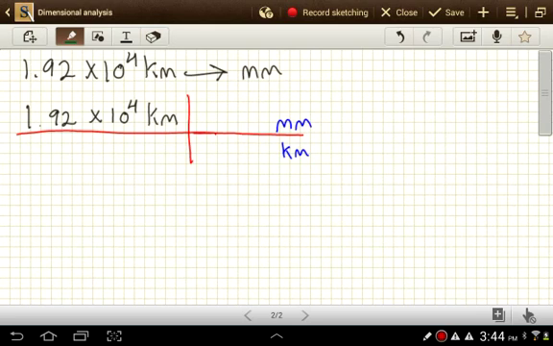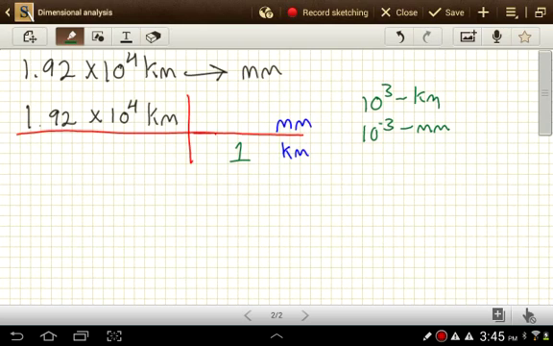A kilometer is 1, and many millimeters can fit into a kilometer. Well, now we need to figure out by how much. Well, I know a kilometer has the exponent of 10 to the 3, and a millimeter has 10 to the negative 3. So that is a kilometer, and that is a millimeter. 10 to the negative 3 for a millimeter, 10 to the positive 3. What is that a total difference of?